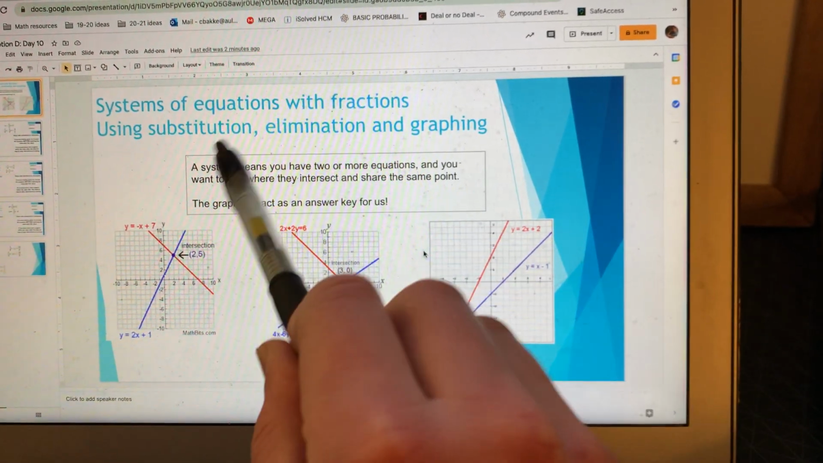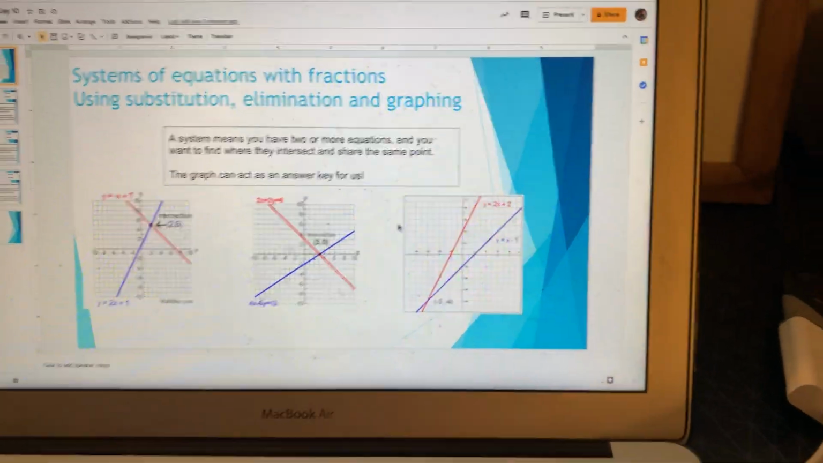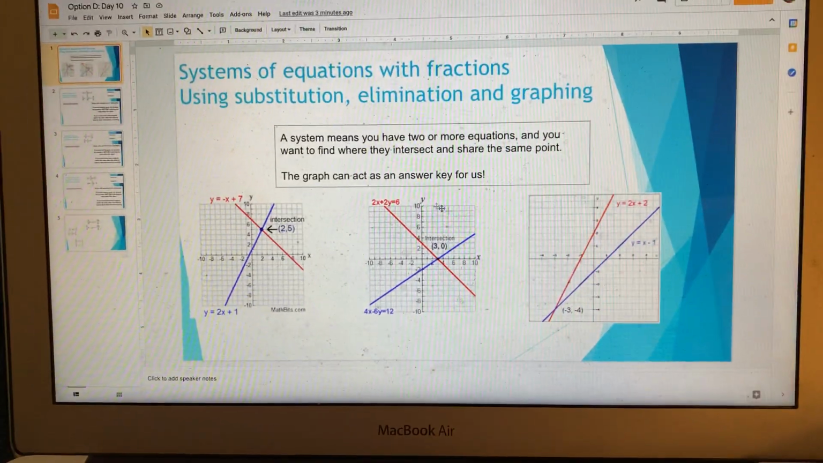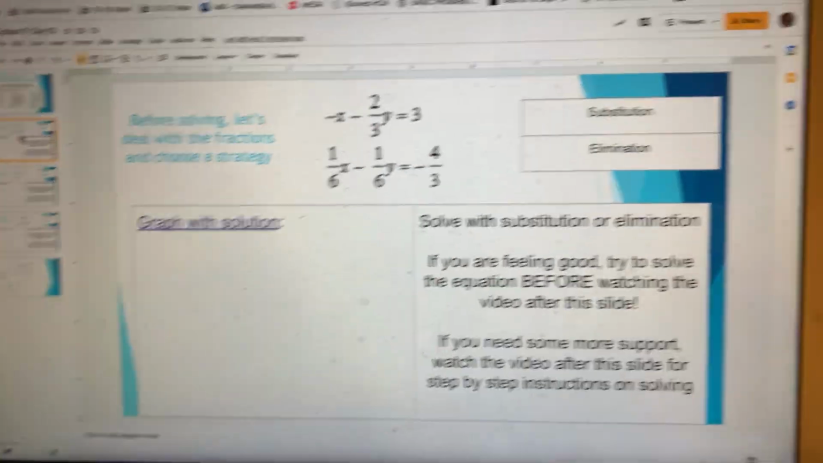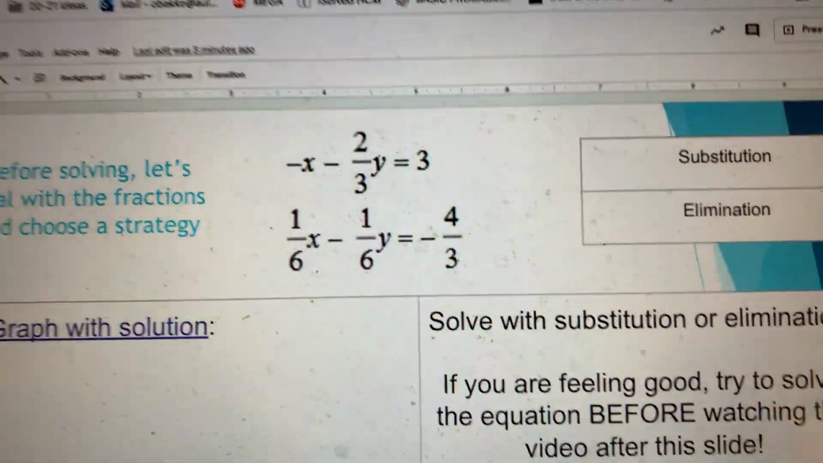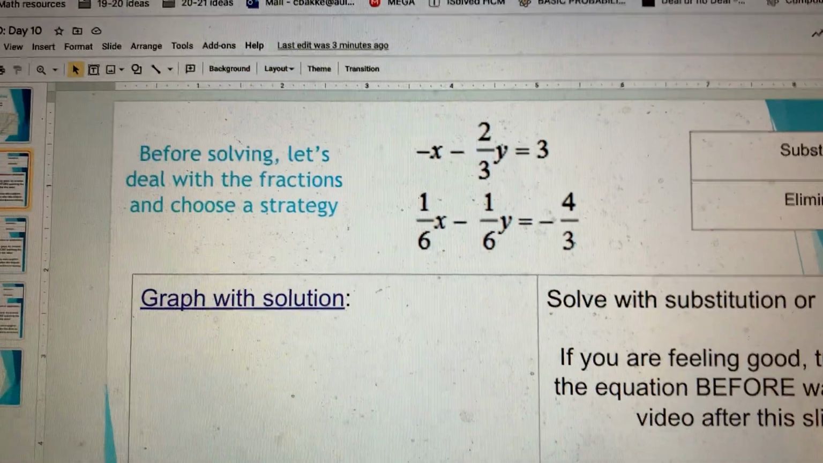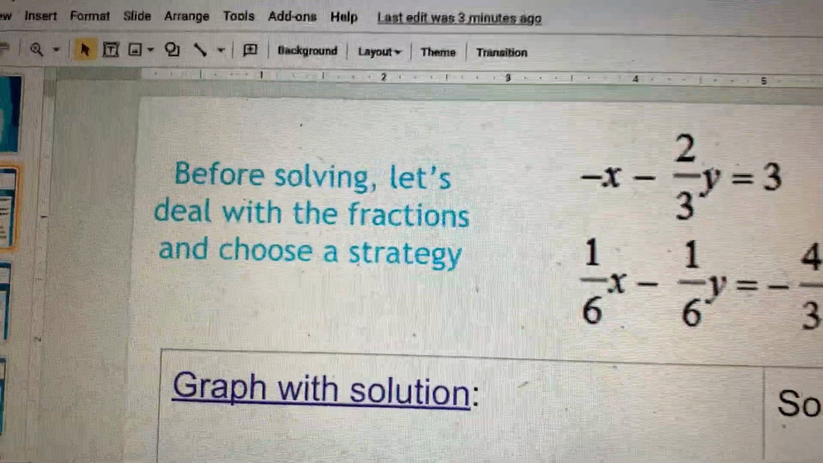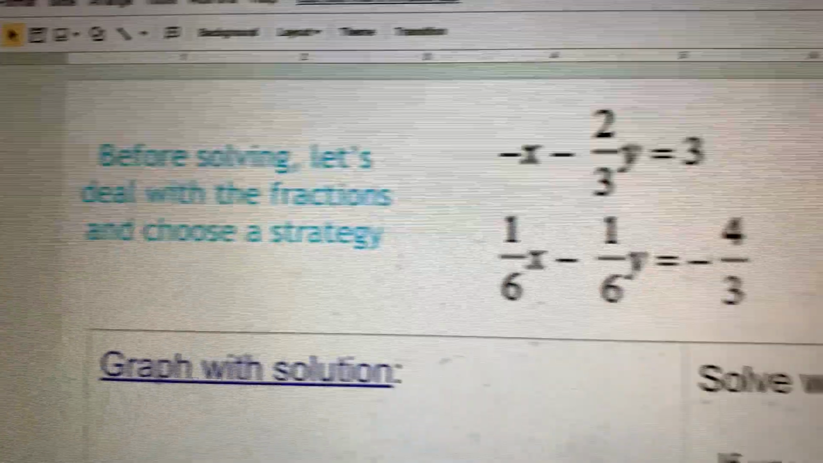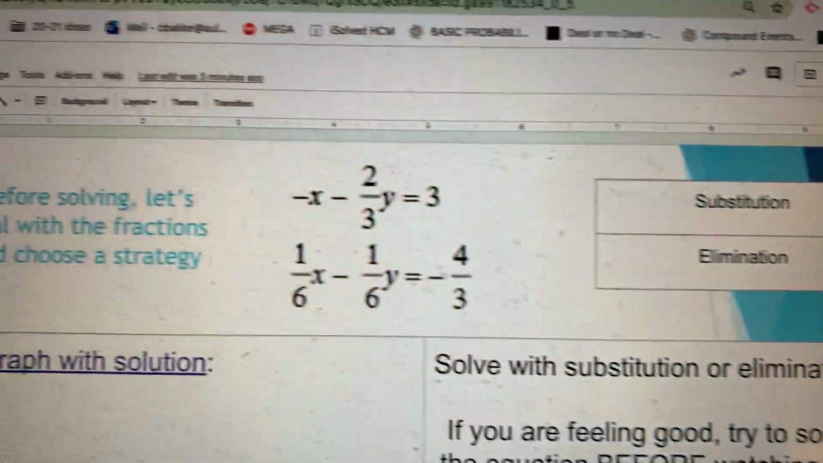So today's goal is to help you tackle systems of equations that have fractions and decide how to get to the solution. Then tomorrow you will apply this to a handful of SAT questions. This is what I mean by a system of equations with fractions. Obviously, there are fractions. We have two equations. Before we solve, we need to deal with the fractions, and then we'll choose a strategy, substitution or elimination, to solve it.